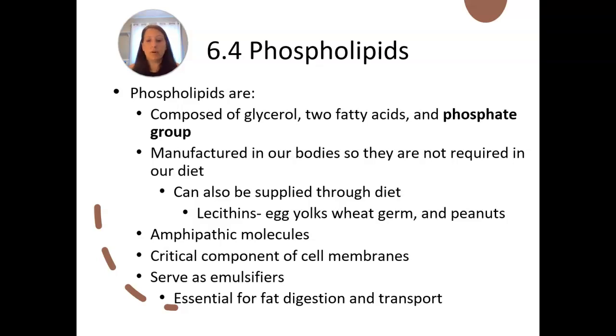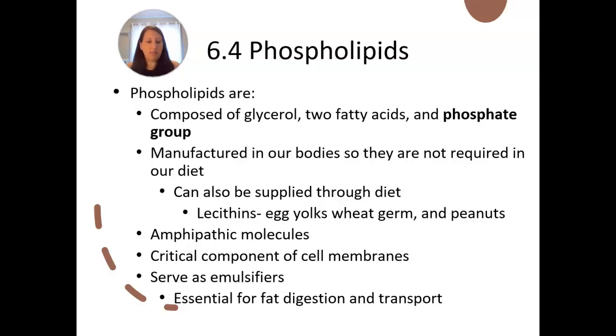Again, they are critical components of cell membranes, and they also serve as emulsifiers. Phospholipids are also found in bile. Remember, we talked about bile a little bit. We'll talk about it again here. Bile is produced by the liver, stored and concentrated in the gallbladder if you have one, and then through the common bile duct, bile gets delivered to the first part of the small intestine, the duodenum. And it's inside of that structure where bile is going to do its job.